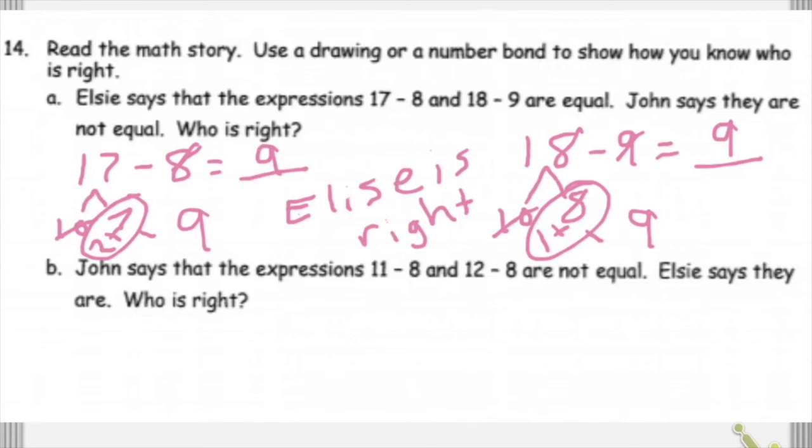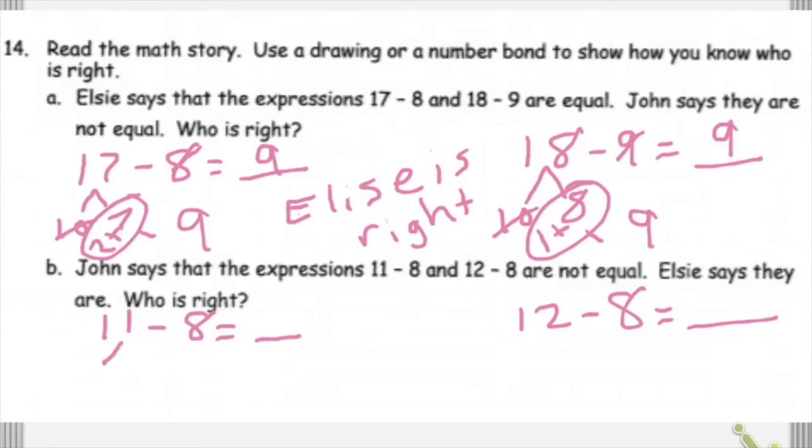Okay, boys and girls, so the next one says, John says that the expressions 11 minus 8 and 12 minus 8 are not equal. So this time he's saying they're not equal, and Elise says that they are equal. Who is right? So again, we're going to set up both of the problems. First one, 11 minus 8 equals blank. Then the next one over here, 12 minus 8 equals blank. And we're going to solve them the same way. 11 is 10, 1.